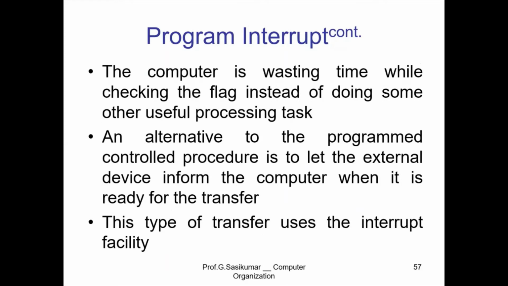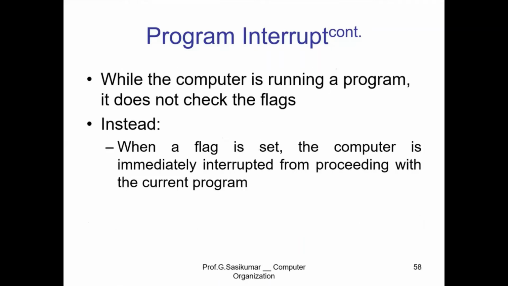So the computer is always busy, and it doesn't like to waste time checking the flag instead of doing some other useful processing. That's why the program interrupt helps in parallel. Whenever the computer is running a program, you never check the flag. Registers will check the flag. Instead, when a flag is set, the computer is immediately interrupted from proceeding with the current program. That's why the flag is widely used by the registers.